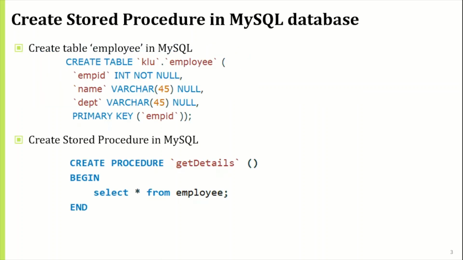To create a stored procedure in MySQL database, we need to create a table as per the example given here. In this example, the table name is employee and there are three fields: employee ID, name and department. Once the table is created, then we need to create a stored procedure based on the example given here. In this example, the stored procedure is created with the name get details to retrieve the data from the table employee.